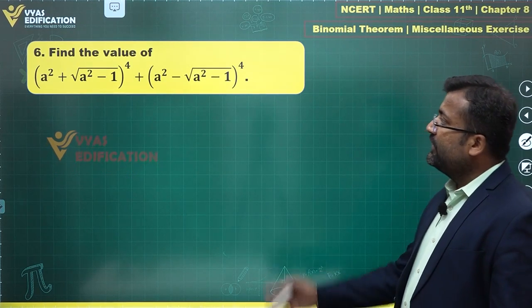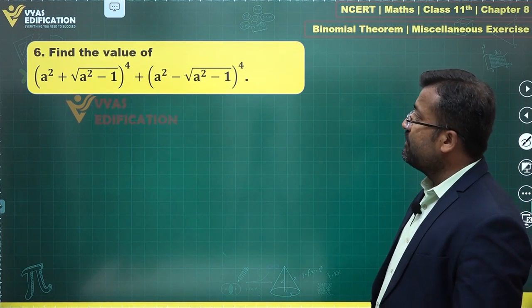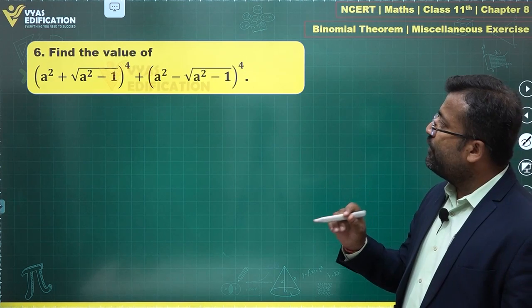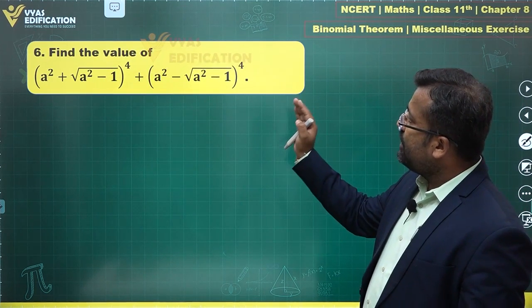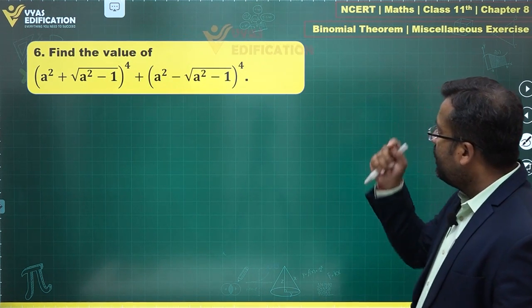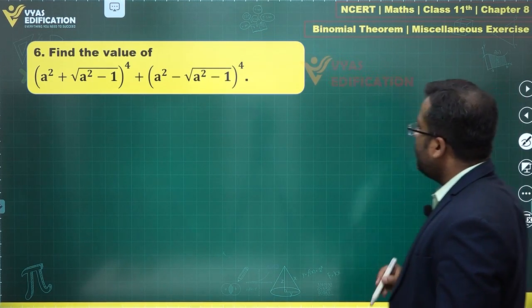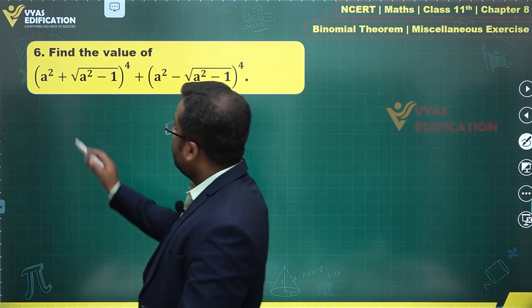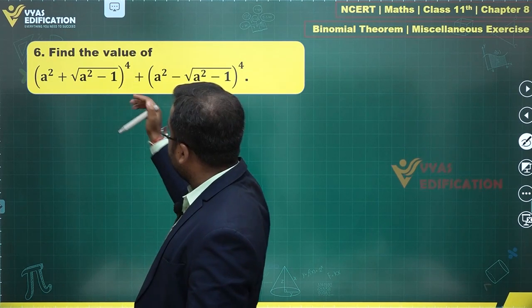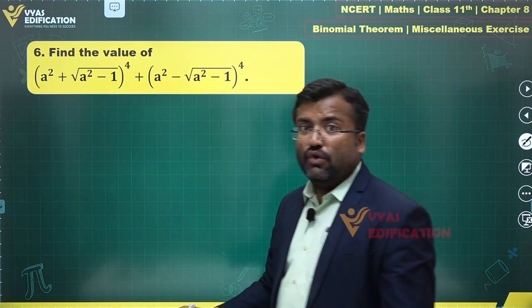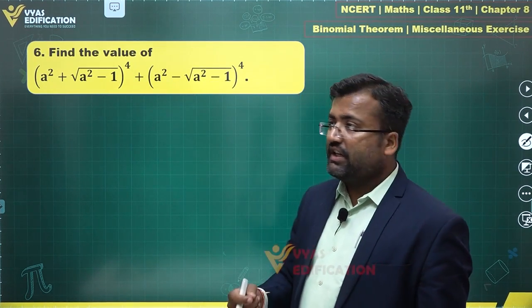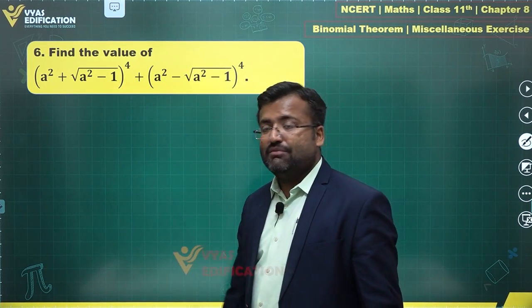Find the value of a square plus under root of a square minus 1 whole power 4, and then the next term is a square minus under root of a square minus 1 whole raised to power 4. Now how do we go about solving this one? This is a binomial raised to power 4. So we'll apply the binomial theorem on each of these and then add them together.